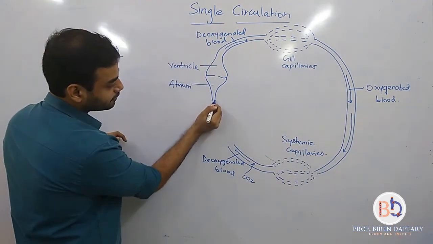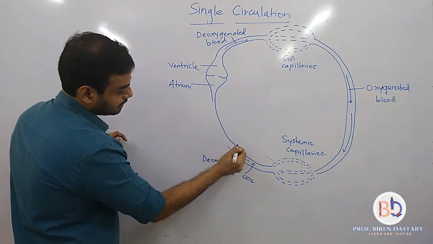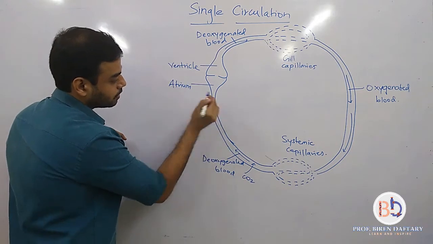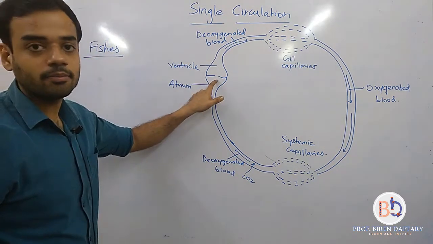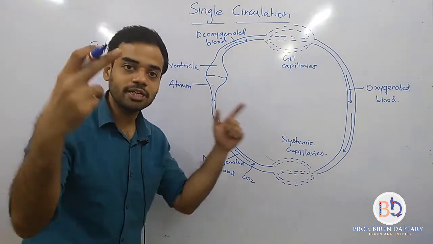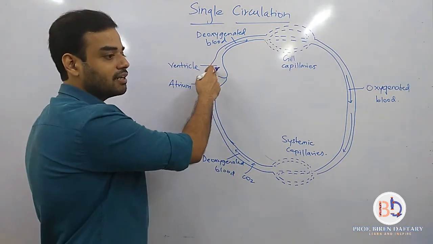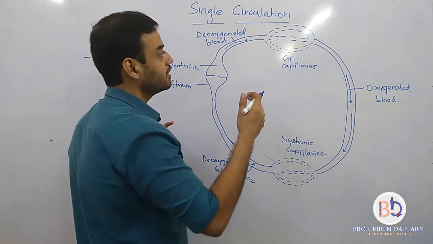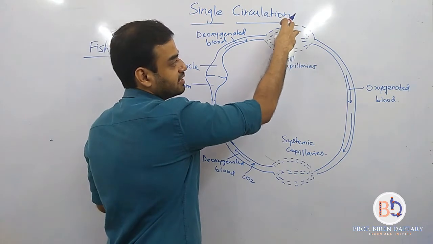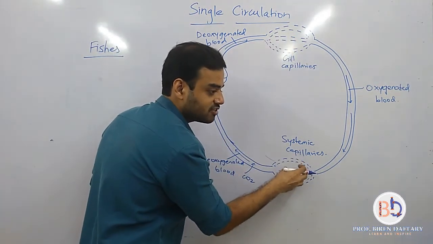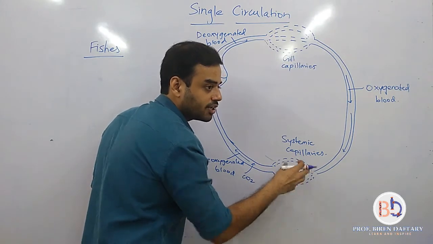And finally this vessel goes and joins the atrium. So the deoxygenated blood will enter the atrium. The same deoxygenated blood will go into the ventricle, then it will go into the gill capillaries where it will become oxygenated. Okay, so oxygenation is occurring over here, deoxygenation is occurring over here. Are you getting my point?